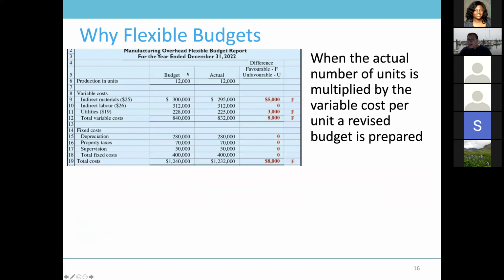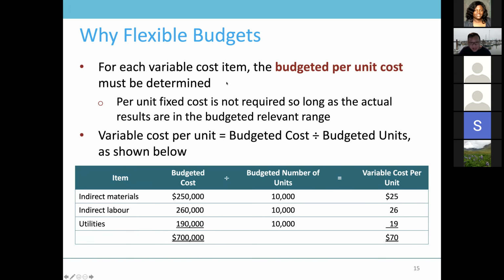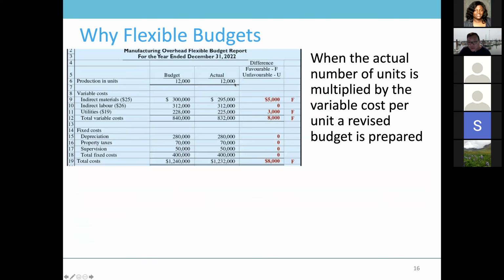So now I can compare apples to apples, right? Because the actual level of production is 12,000. So I'm going to compare to the budget at the level of 12,000. How should I do it? I figured out the unit cost, 25 for materials, 26 for labor, 19 for utility. So these numbers will times 12,000 to figure out the budget cost. That's for the variable.